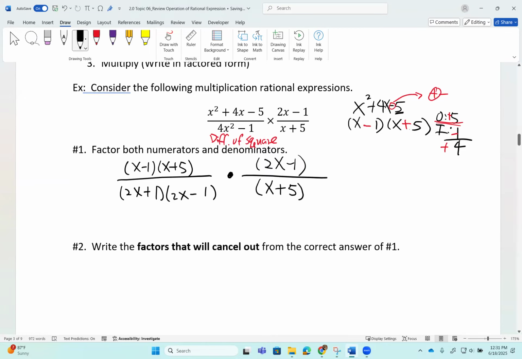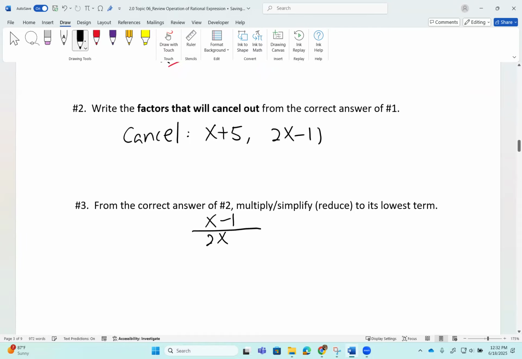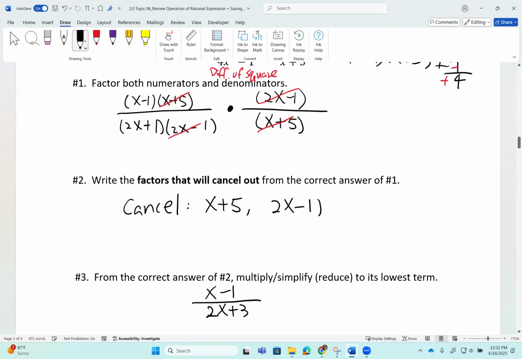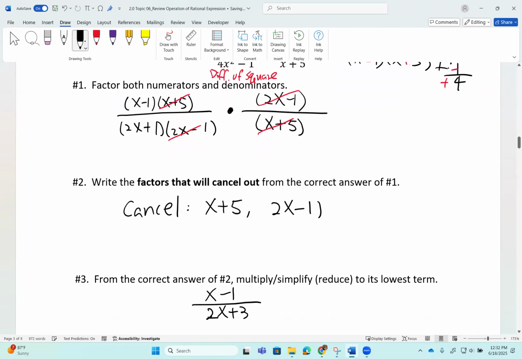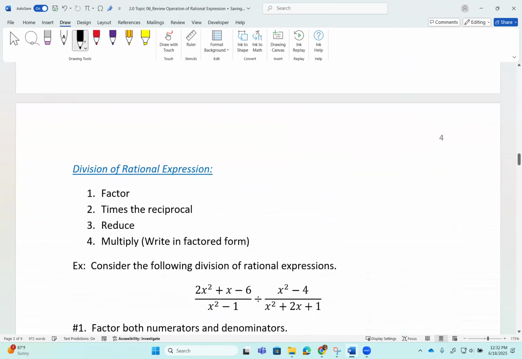So if I look between top and bottom, the factors that will cancel out, I see the x plus 5 can cancel out. I see the 2x minus 1 can also cancel out. So what I got left with on the top is simply x minus 1 over 2x plus 3. There you go. This is how we actually multiply rational expressions. Just factor and reduce. When it comes to dividing fractions, division of a fraction means we will times the reciprocal.